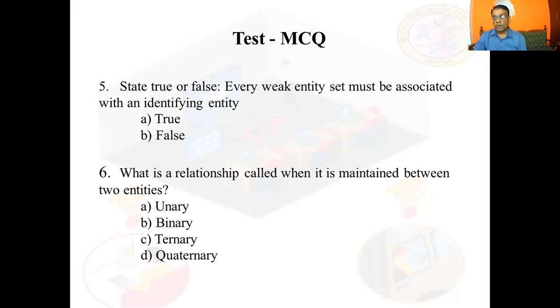What is a relationship called when it is maintained between two entities? If two entities are participating in the relationship type, then it is called binary. There is no concept of unary relationship type. Either it should be binary, ternary, or quaternary. If three entities are participating, that is called ternary. If four entities are participating in the relationship type, that is called quaternary.